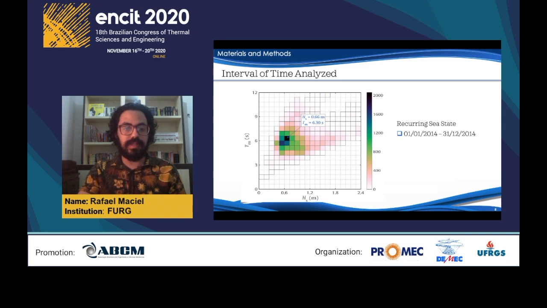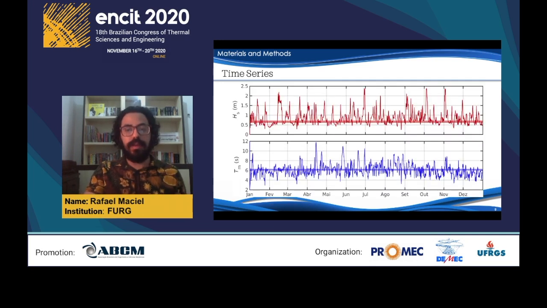So the most frequent significant height for that year was 0.66 meters, and the most frequent average period was 6.3 seconds. That corresponded to 6% of the total and happened a total amount of 2,000 times. Here we have a time series of significant height and average period for all the year 2014. The color band in each graph is the part that is most frequent as shown in the bivariate histogram.